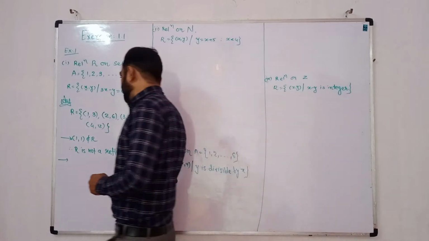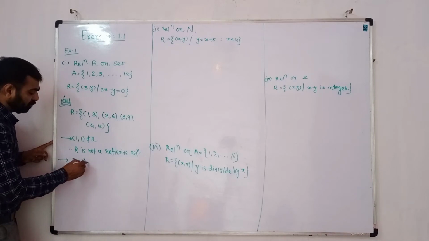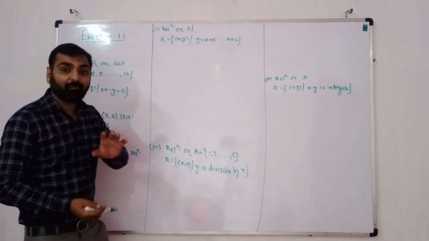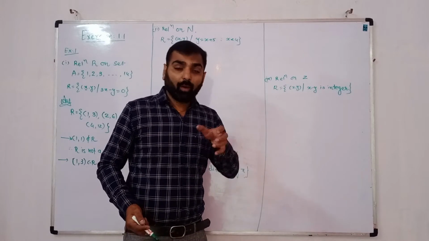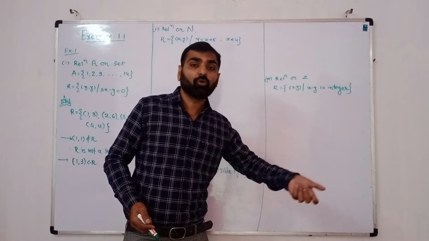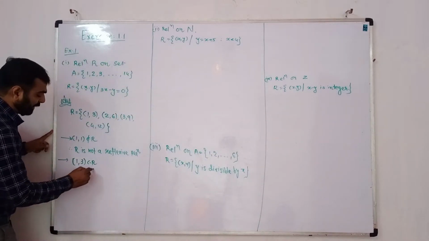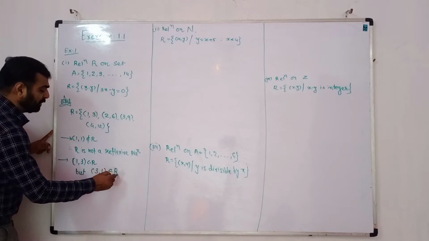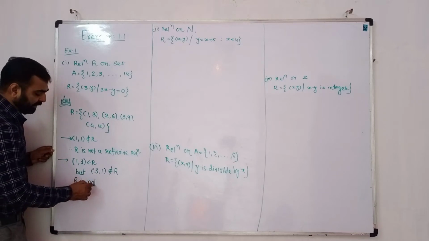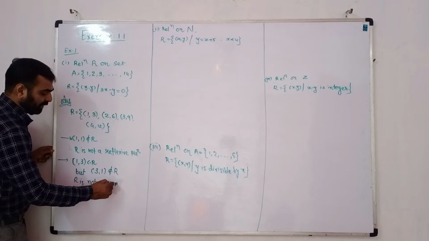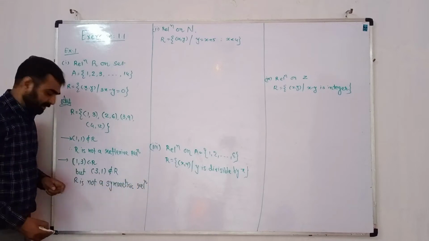Okay. So first of all we check (1, 3). Here (1, 3) belongs to R. Now for symmetric, if (1, 3) is in R, then (3, 1) must also belong to R. So first of all we check that (1, 3) belongs to R. But is (3, 1) in R? No, (3, 1) does not belong to R. That's why R is not a symmetric relation.